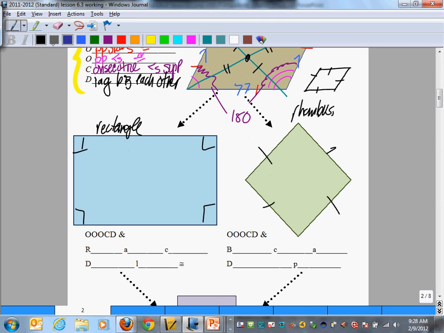Okay. So there are 2 qualities that make a rectangle unique. One, you have right angle corners.